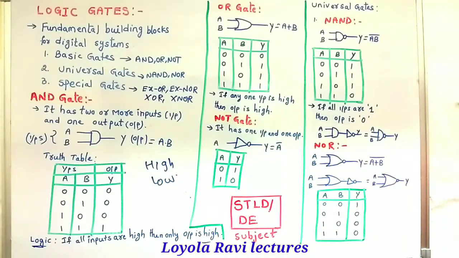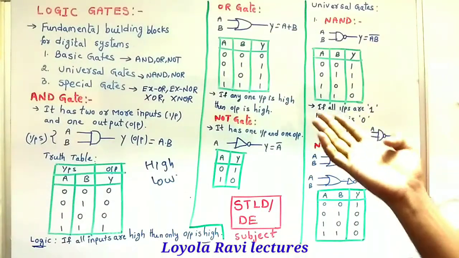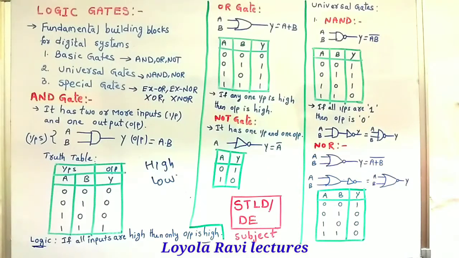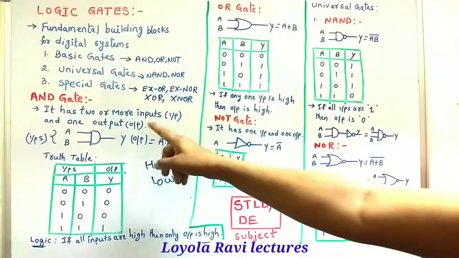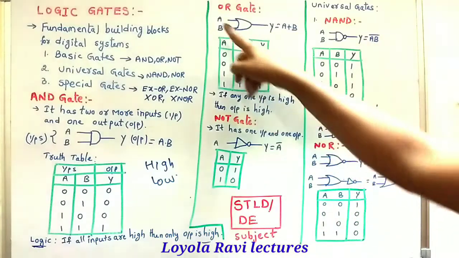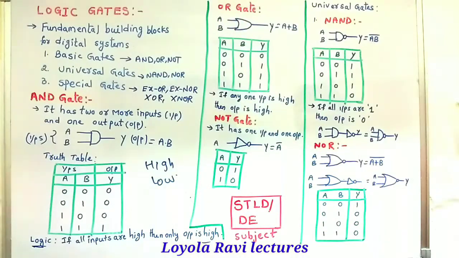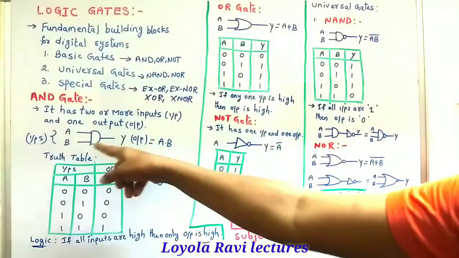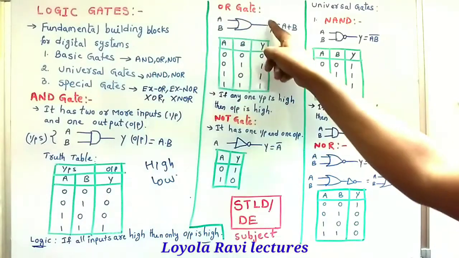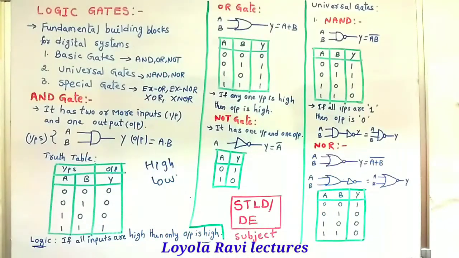Exactly same as the AND gate. It has 2 or more inputs. Why I am taking 2 is for the operation of AND operation or OR operation. See here, OR gate is having 2 or more inputs and one output. Same definition. And here I am taking inputs as A, B and output is Y. Y is equal to A plus B, A plus B for OR operation, for OR gate. And see here, these are nothing but logic symbols. This is the AND gate logic symbol, and this is the OR gate logic symbol. 2 input OR gate logic symbol.